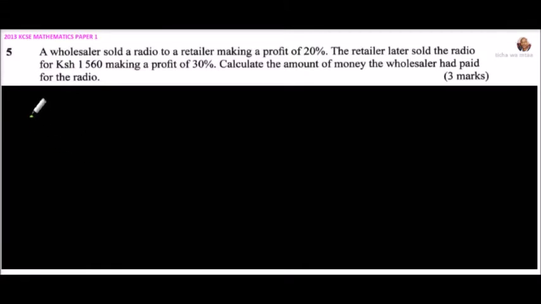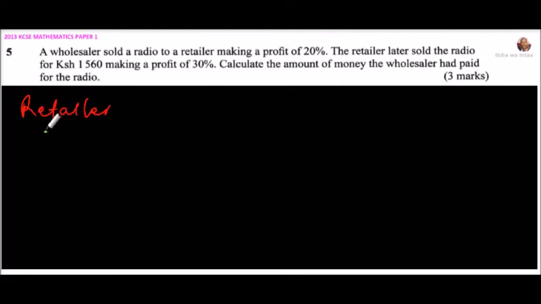Question number 5. A wholesaler sold a radio to a retailer making a profit of 20%. The retailer later sold the radio for Kenyan shillings 1,560, making a profit of 30%. Calculate the amount of money the wholesaler had paid for the radio. So we can start the reverse way. We start with the retailer.